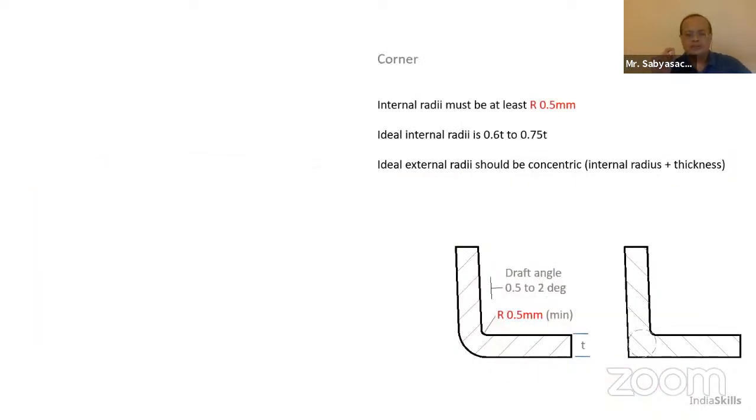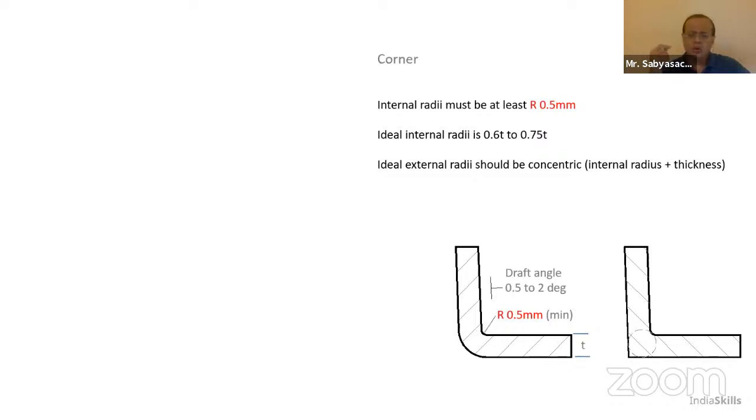Look at all the corners. So corners in plastics should never ever be sharp, whether internal or external. Even if you have an internal corner, you must give it a minimum radius, say about 0.5 mm or so. That is an absolute must. And ideally, the radii should be concentric. So you have your internal radius, you add the thickness, and that becomes your external radius. So that is very important.